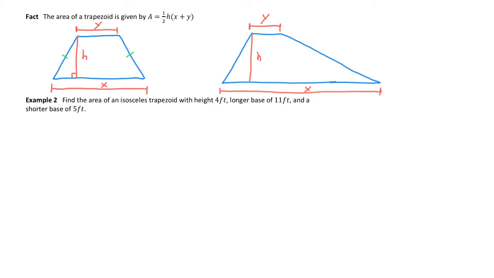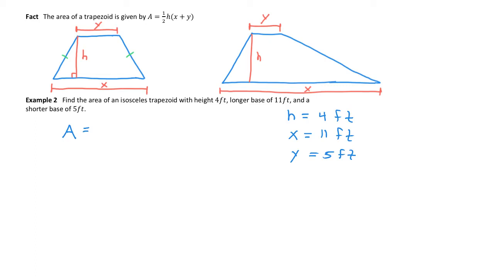So let's apply this formula in example 2, where we want to find the area of an isosceles trapezoid with height 4 feet, the longer base is 11 feet, and the shorter base is 5 feet. So what I'm going to do is just write down what h, x, and y represent before plugging them into the formula. So h is going to be 4, in fact 4 feet. X I called the longer side, so that's going to be 11 feet, and y is going to be the shorter base, so that is 5 feet.